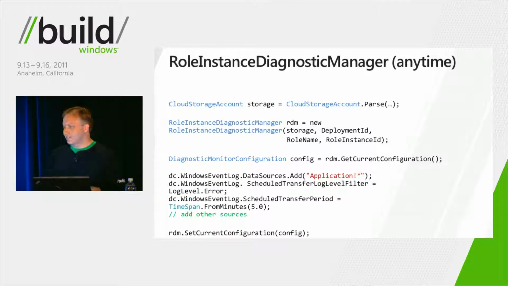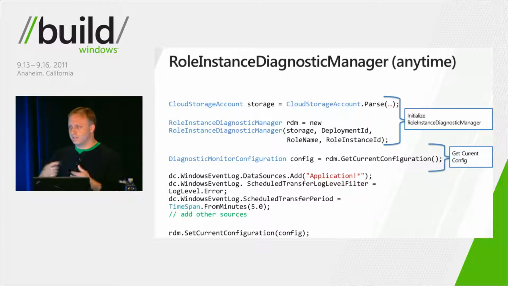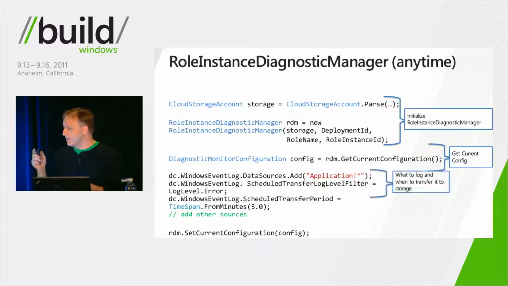Another method is for when you're writing an application to configure diagnostics for Windows Azure, if you're an ISV or you're just a developer that wants to manage it yourself. You would use the RoleInstanceDiagnosticManager. You do that by creating your cloud storage account and initializing a RoleInstanceDiagnosticManager. There's also a DeploymentDiagnosticManager that's a little easier to initialize this with. From there, you call GetCurrentConfiguration, so not the blank slate, but whatever was set last. Make your changes and set that configuration.